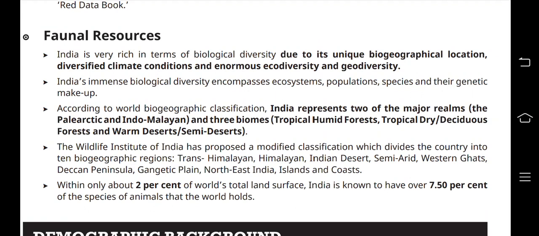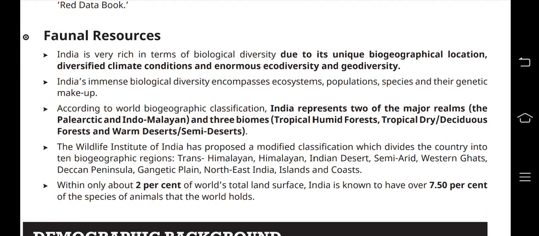According to World Biogeographical Classification, India represents two of the major realms, the Palearctic and Indo-Malayan, and three biomes: tropical humid forest, tropical dry or deciduous forest, and warm deserts or semi-deserts.